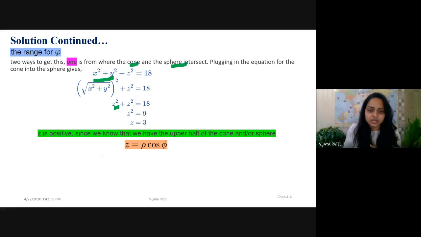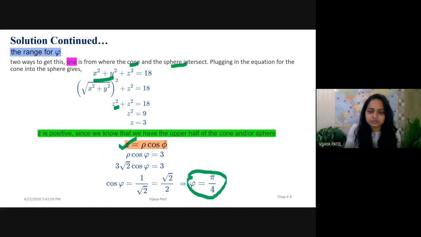Now z equals rho cos phi, which is the relation between z and rho, phi, and theta. Putting in the value, rho cos phi equals 3, therefore 3 square root of 2 cos phi is 3, and therefore cos phi is 1 over square root of 2, which gives phi as pi by 4. So I've got phi equals pi by 4.